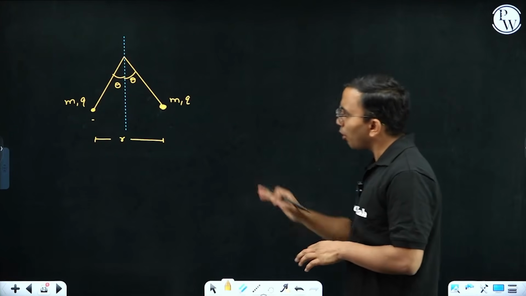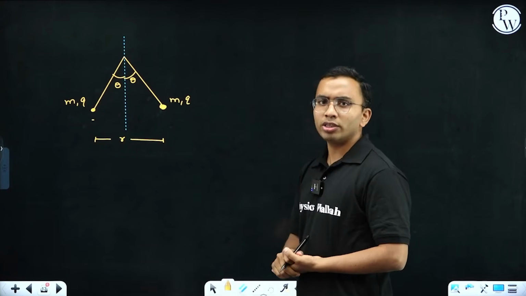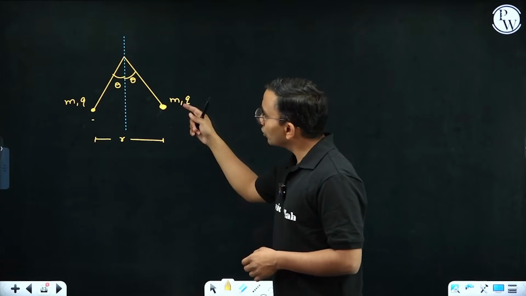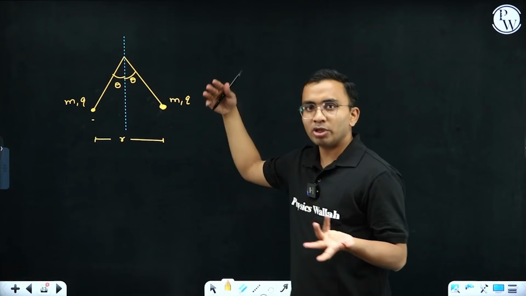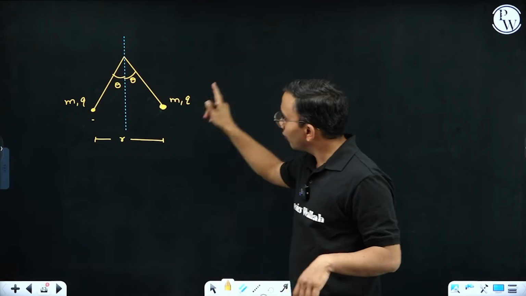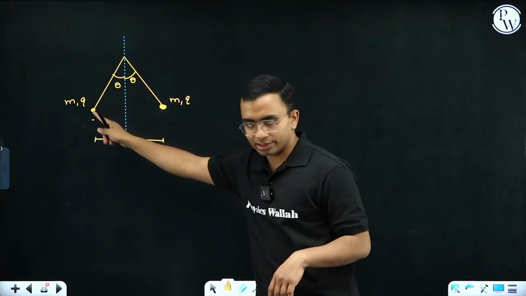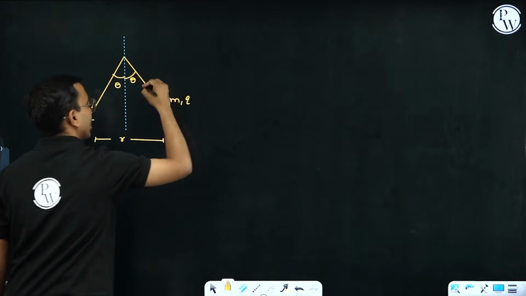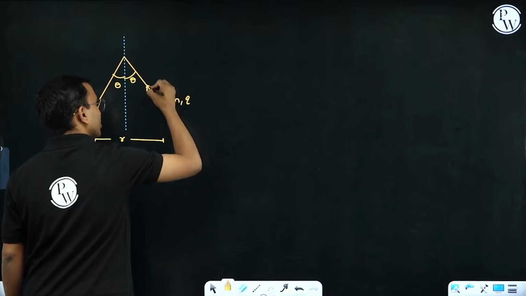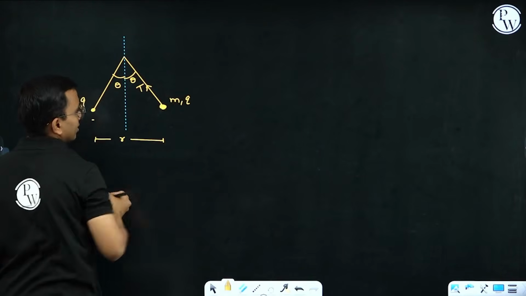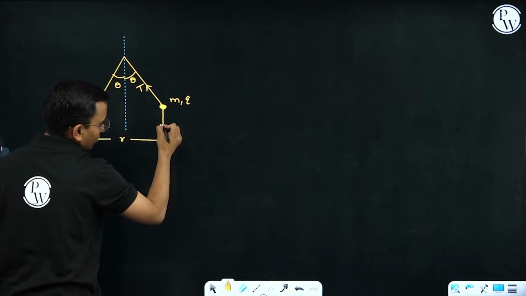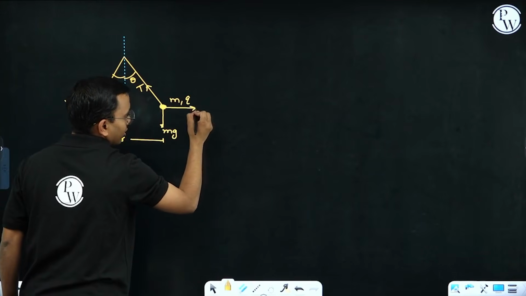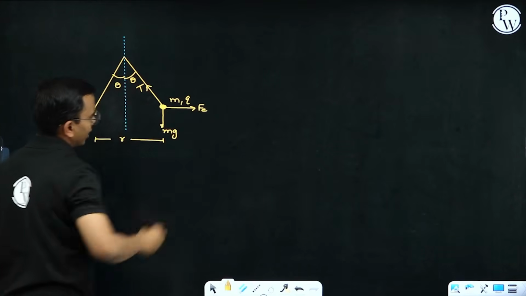Here, if I ask you how many forces are there on one of the balls, you will say, sir, force due to gravity is there. Yes. Force due to thread is there. Thread is there, so it will also be applying some force. Force between the two charges will also be there. So 3 forces, okay. Let us write that. One force, due to tension, let us take this as T. Another force, force due to gravity, mg. Another force, the electrostatic force, F electrostatic.